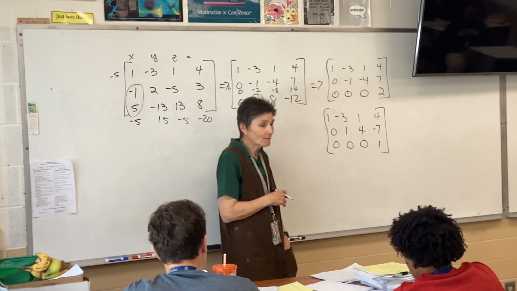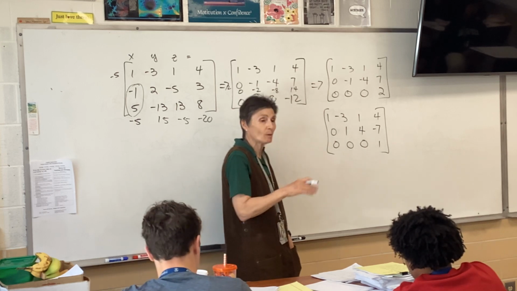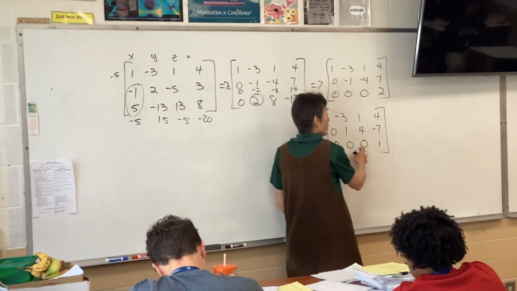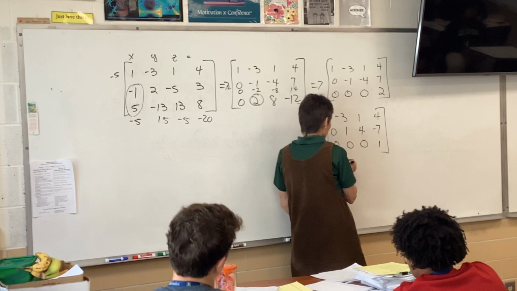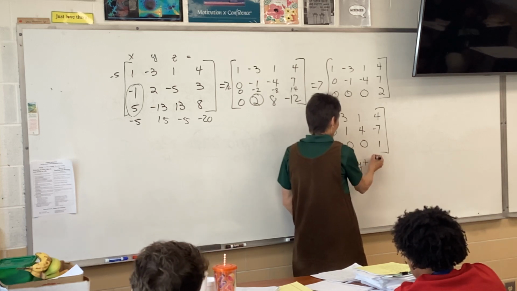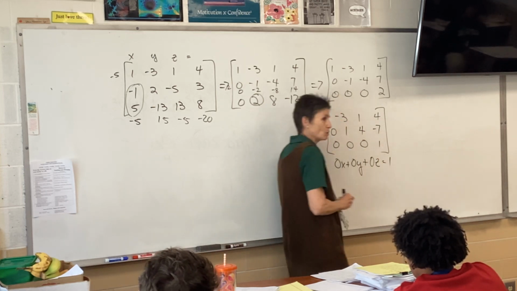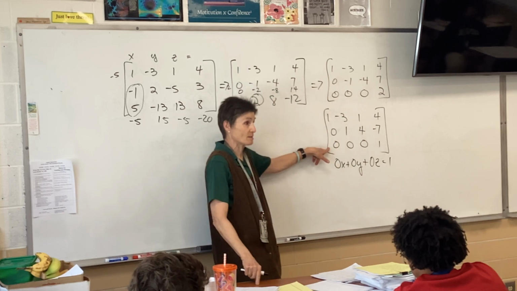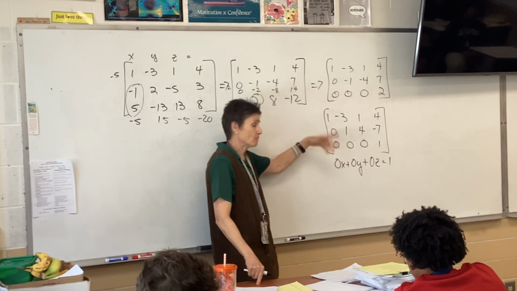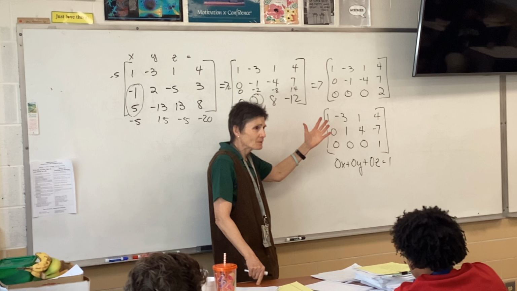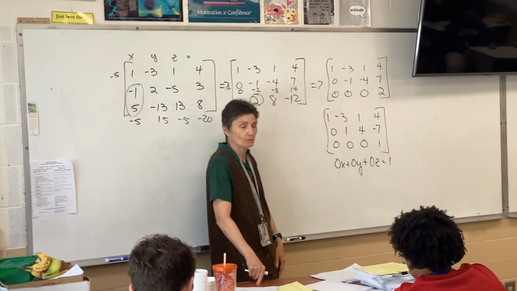Exactly. The bottom row says exactly what Chris said. The bottom row says 0x, 0y, 0z equals 1. That's what that row says. Would everybody agree? And what does that mean? There's no solution. There's no solution.